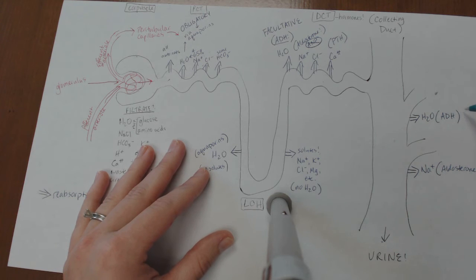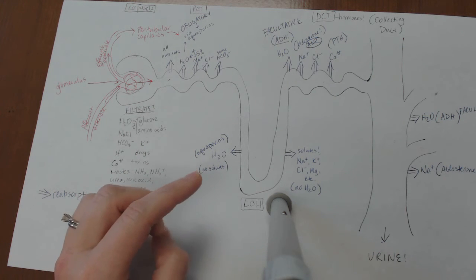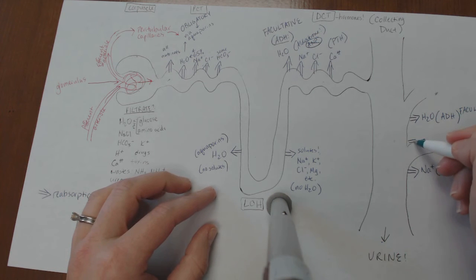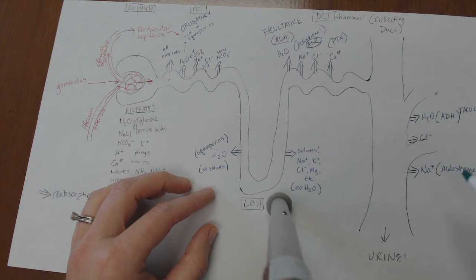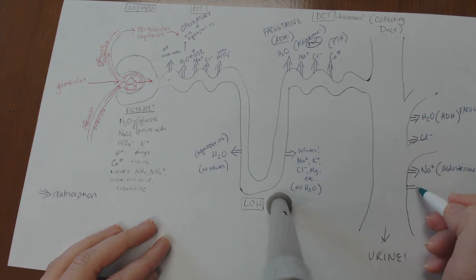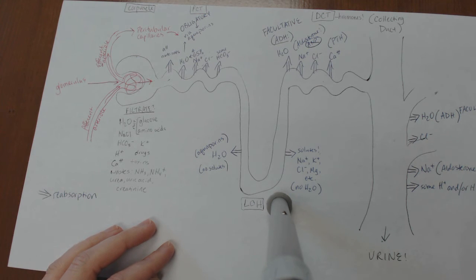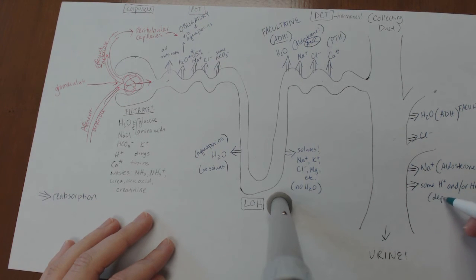This is also the facultative, just like we see with the DCT, facultative water reabsorption. And then of course we're going to get the chloride ion following the salt, and then I'm actually going to draw an arrow out like this because maybe some hydrogen ions or bicarbonate ions, it just depends on pH.